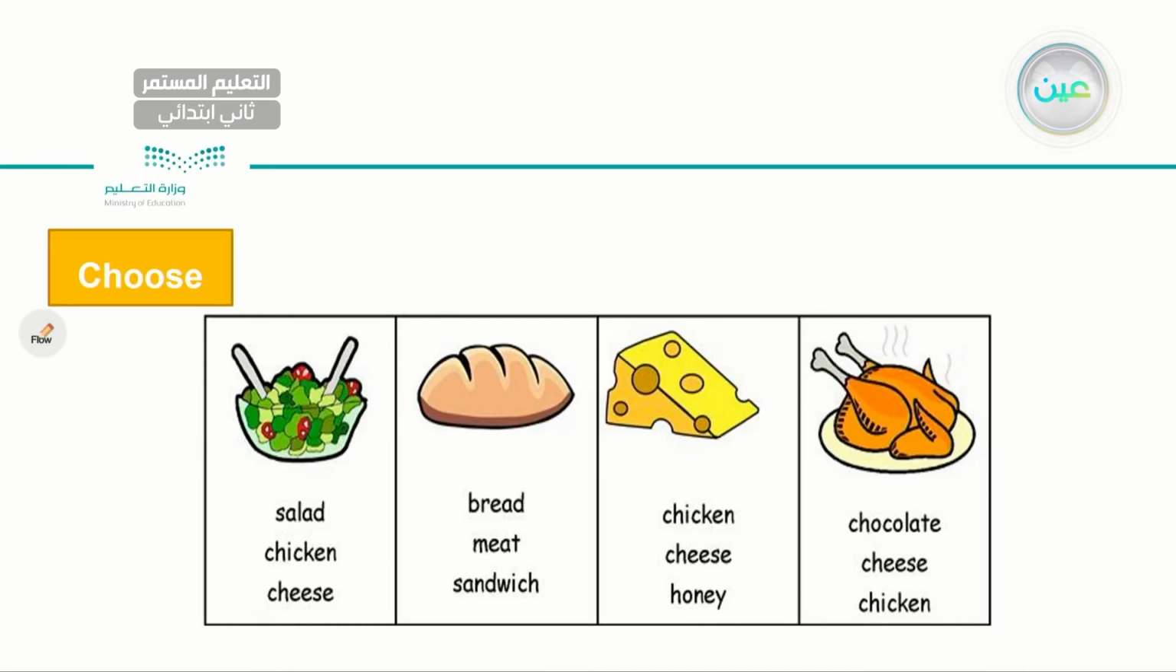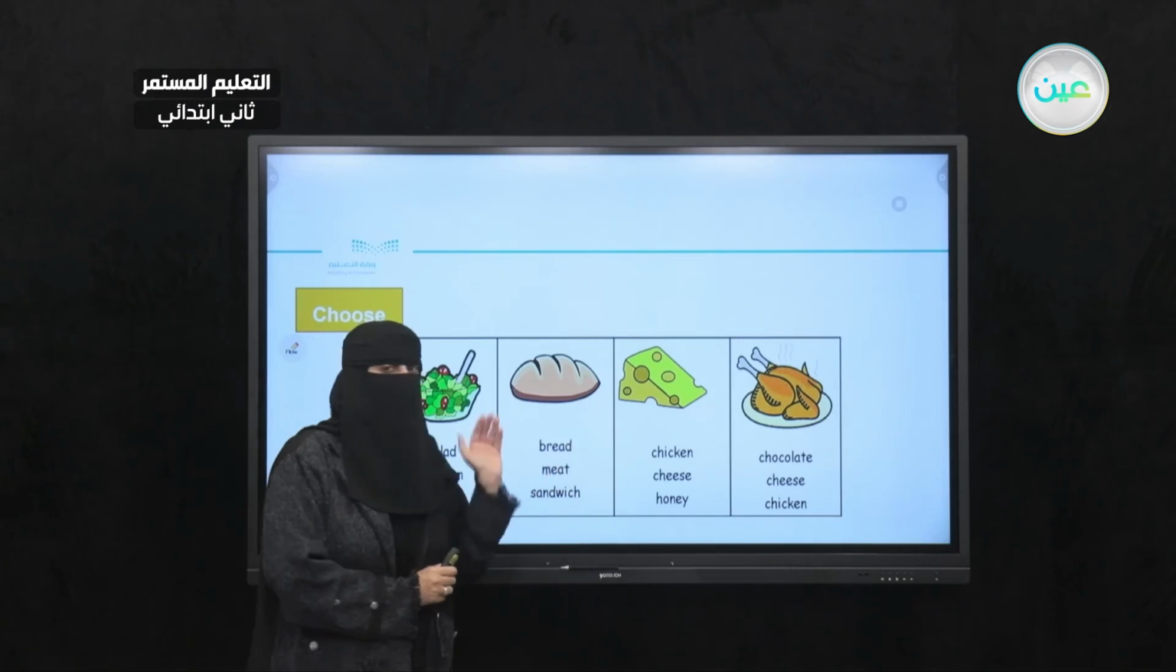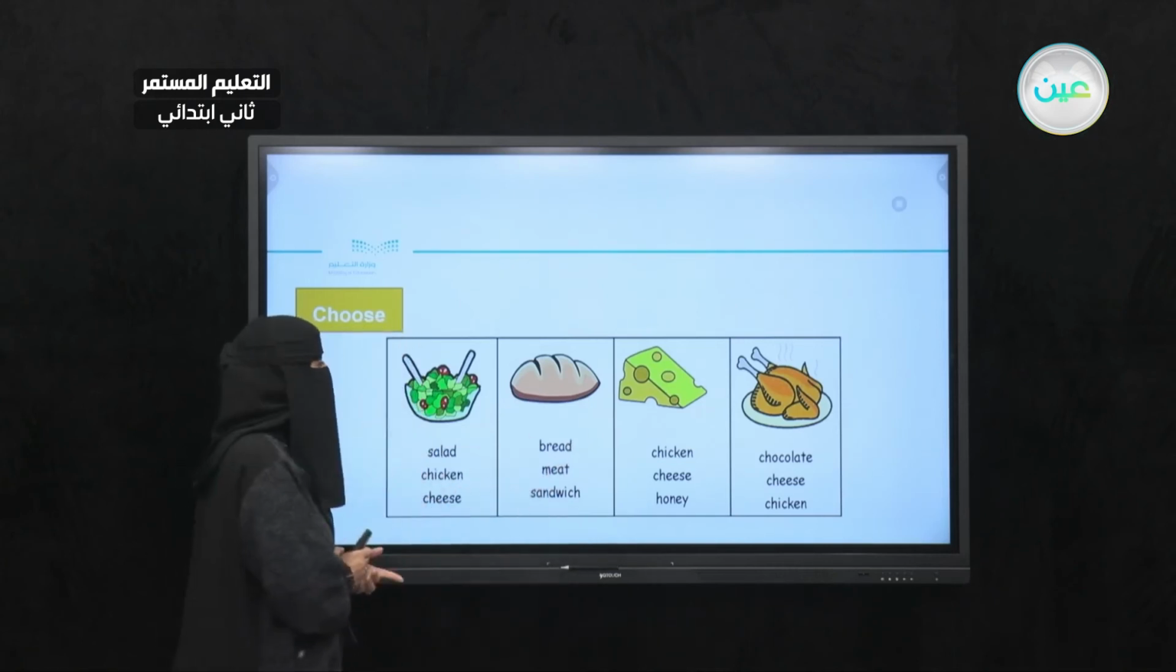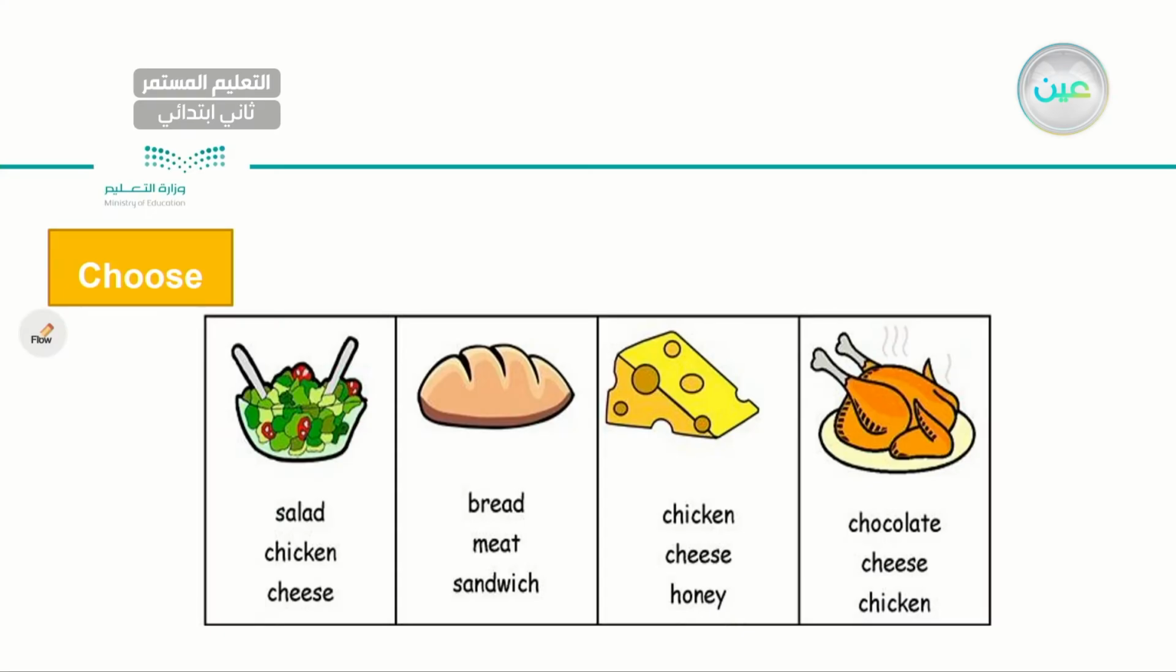Choose the correct answer. Here I have 4 pictures with 3 options for each and every picture. So let's start with the first one. What do you think this is, my dear student? Do I have a salad, chicken, or cheese? What do you think? The answer is very good. It's a salad. Very good.